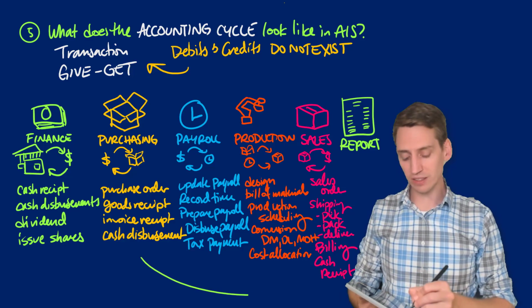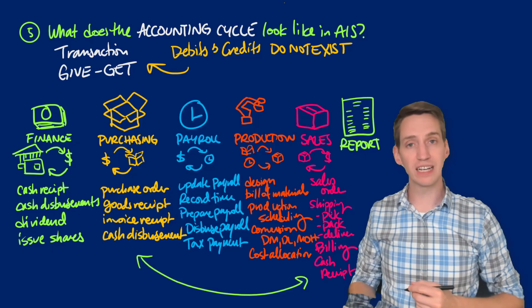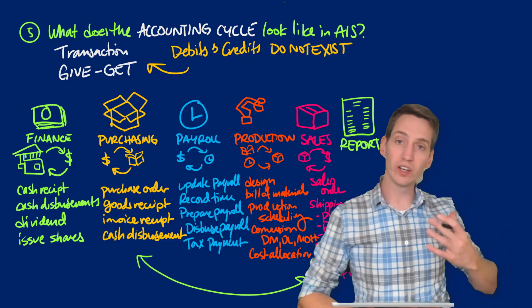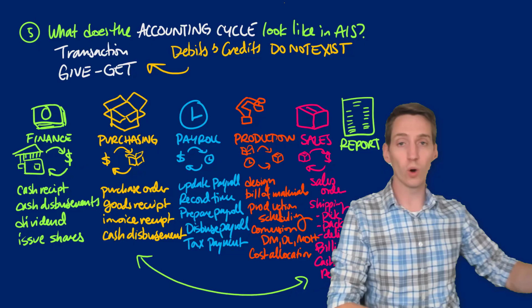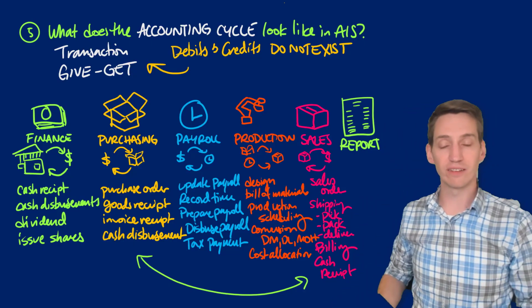So the purchasing cycle and the sales cycle are mirror reflections of each other, depending on whether we are the customer buying stuff or whether we are the seller selling stuff to the customers.